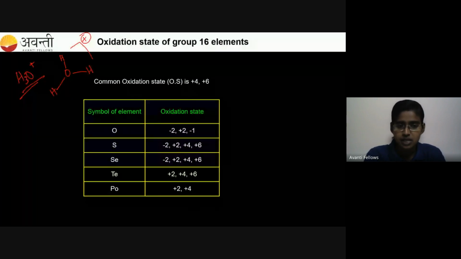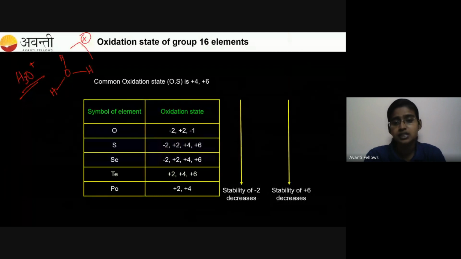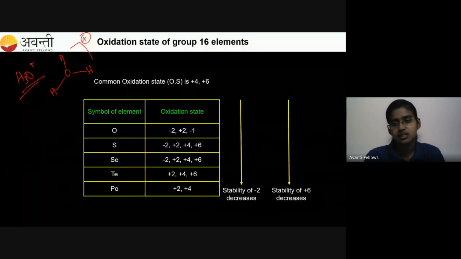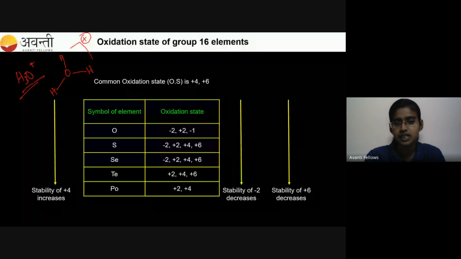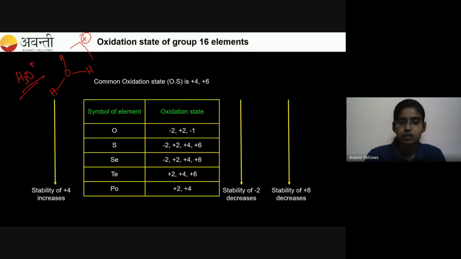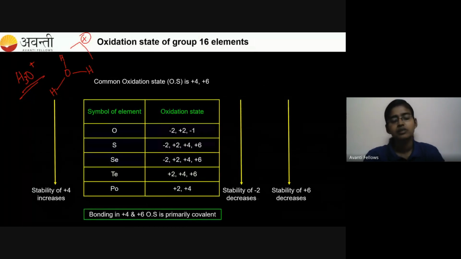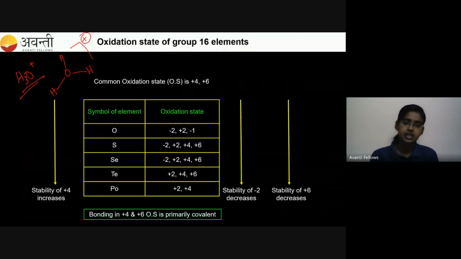And coming to the stability of the oxidation states, the stability of -2, you see, is decreasing. The stability of +6 is also decreasing. Polonium is not having -2 or +6. But the stability of +4 is increasing for group 16. So the bonding in +4 and +6 oxidation state is primarily covalent. So when you find group 16 elements with +4 and +6 oxidation state in a compound, then you can tell that the given compound is covalent in nature.